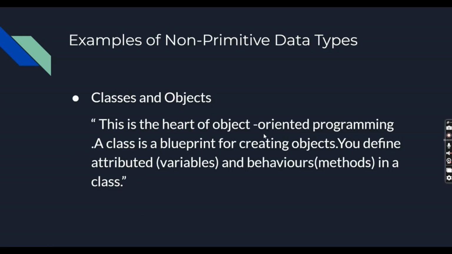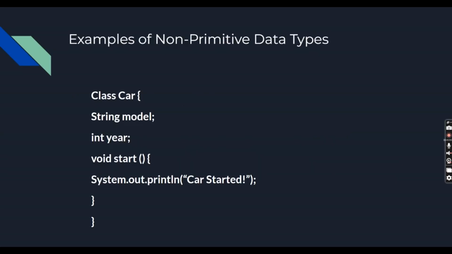This is the heart of object-oriented programming. A class is a blueprint for creating objects. You define attributes and behavior in a class. Right, this is the example of a class. You declare the class name Car, then String model, int year, and void start. This is the start method, and we want to print out "Car started", right?